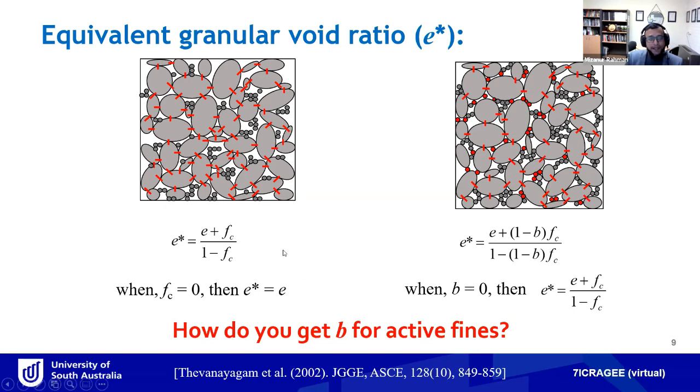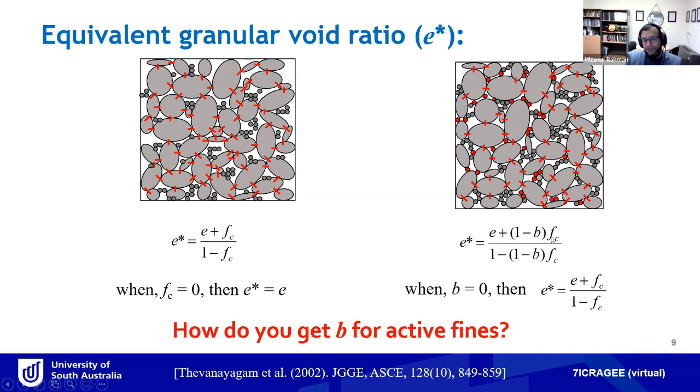This equation you might see in many different forms, but this is a simplistic one with some assumptions. If we assume all fines are not contributing, then you can transform to the equivalent granular void ratio this way. But if fine content is higher, then some of the fines may come in between the contacts of coarse grains, and they will contribute to the strain. So in this case, we have to consider them. So they modified this equation this way, where b represents the fraction of active fines, that is the red small fine particles over here. These two formulations are internally compatible.